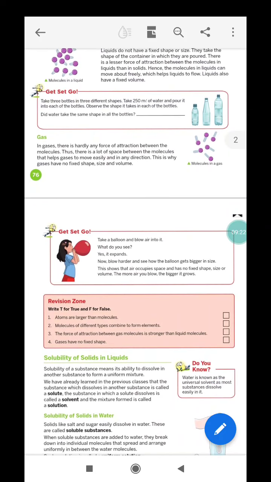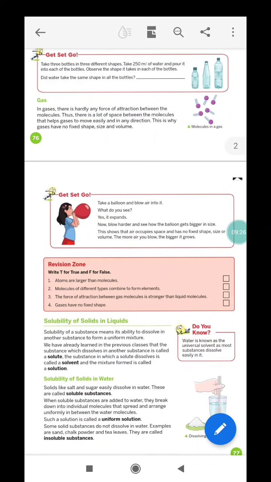Here is one revision zone. In the revision zone, what do we have to do? We have to do true and false. So in question number 1, what is asked? Atoms are larger than molecules. What would be the answer? The answer would be false, because molecules are larger than atoms.